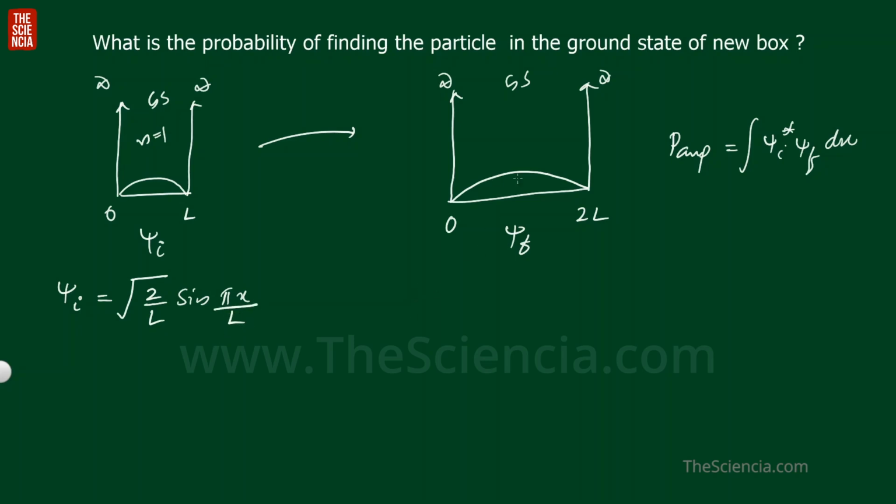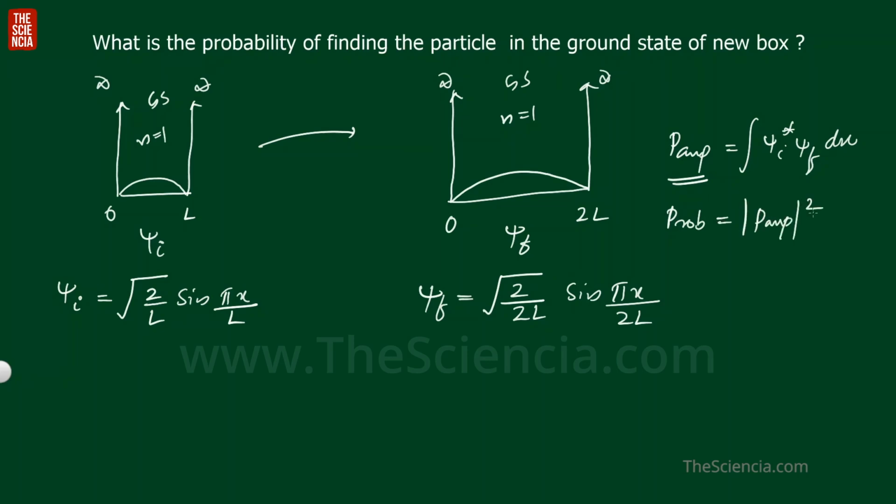And what is the wave function of the final state? That is equal to root 2 by the length of the box, that is 2L, sin n pi x by 2L, where n is 1 because it is in the ground state. These are the wave functions. So first of all we have to find the probability amplitude. Then we can find the probability, which is equal to the modulus square of the probability amplitude.